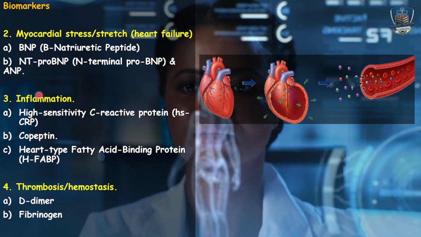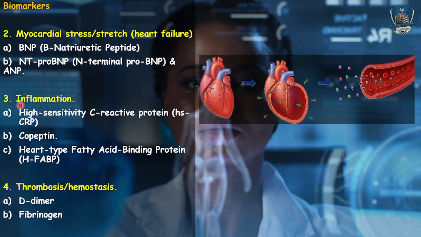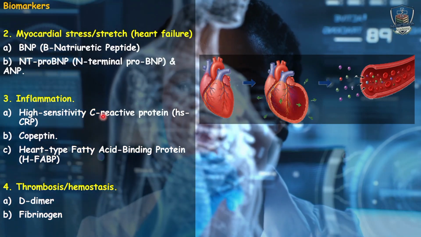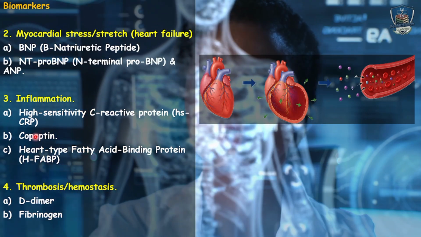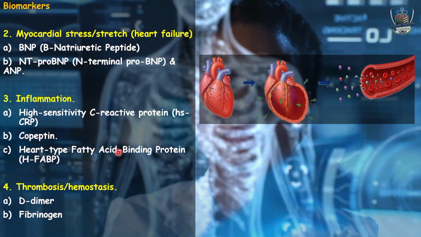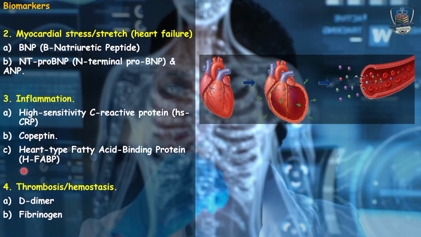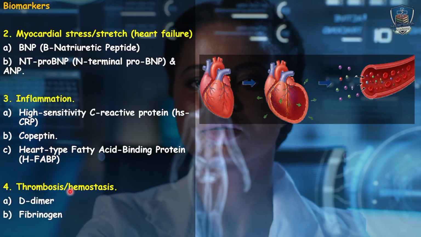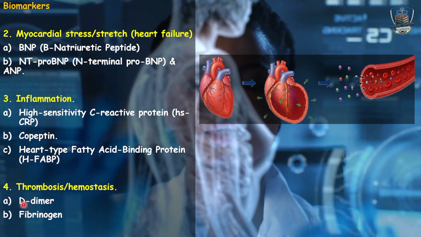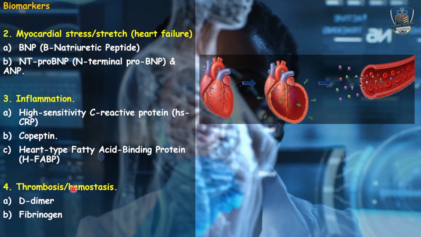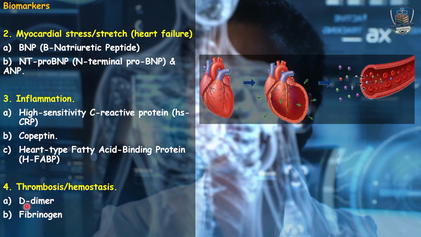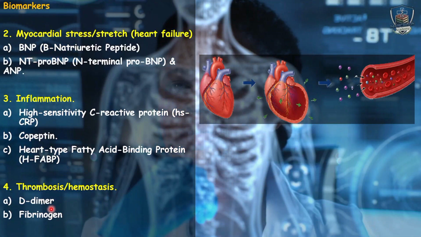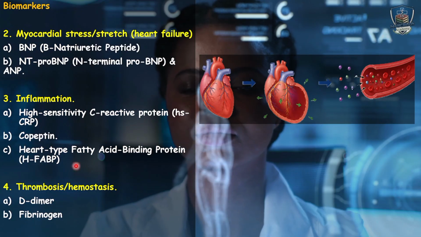The other ones that are not so common, just to mention, are those which can also be released when there's inflammation, like the high-sensitivity C-reactive protein. I've got the copeptin and also the heart-type fatty acid binding protein, or the HFABP. Also those that are released when thrombosis or hemostasis has occurred, which may be related to the heart. We can have the D-dimer, which always tells us that a clot has occurred somewhere, and also the fibrinogen. Those are others that you have to know.